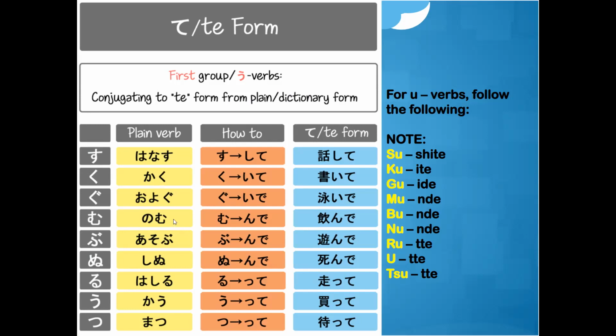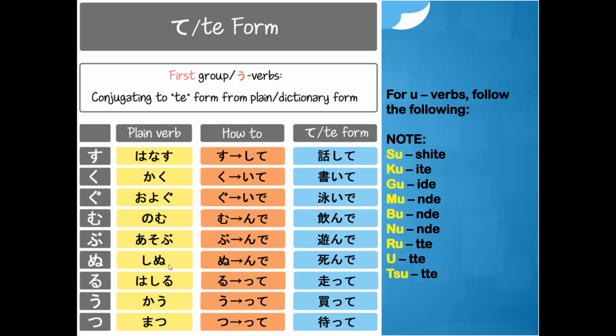So you are going to change the mu into nde. And same with the bu. Asobu, to enjoy oneself or having fun. So it ends with bu. What you are going to do is replace bu with nde. Asonde. Asonde imasu. I am enjoying myself. I am having fun. Asonde imasu.